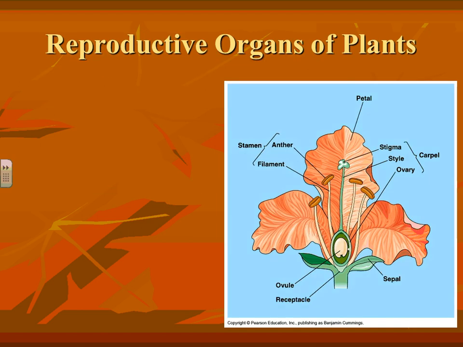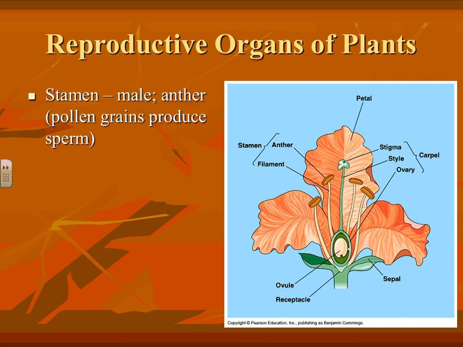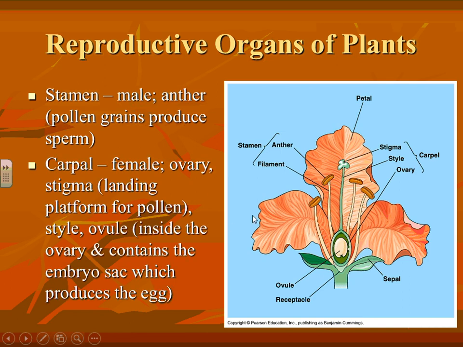In the plant, this picture of the flower shows us all the reproductive organs of a plant. The stamen has the word men in it, so we're going to remember that that's the male part of the plant. It consists of the anther, which is the top part here. That's where all the pollen grains are. The filament is the part that holds the anther upright. The carpel over here contains the stigma, the style, and the ovary. This is the female part of the flower.